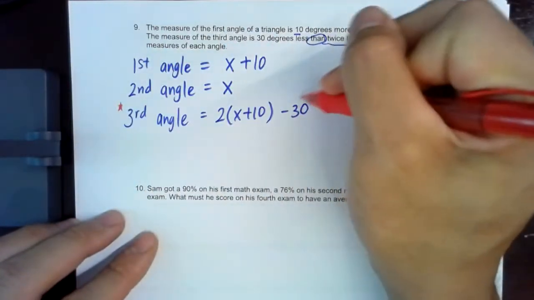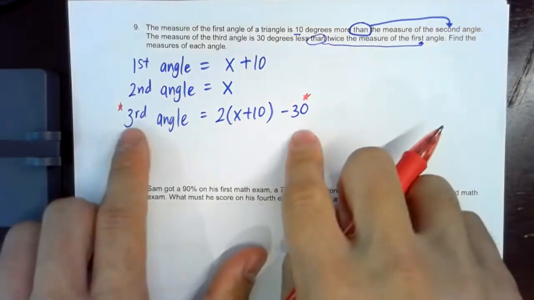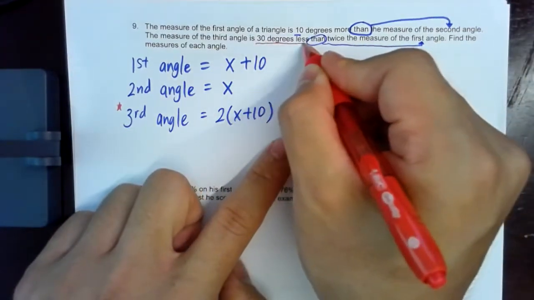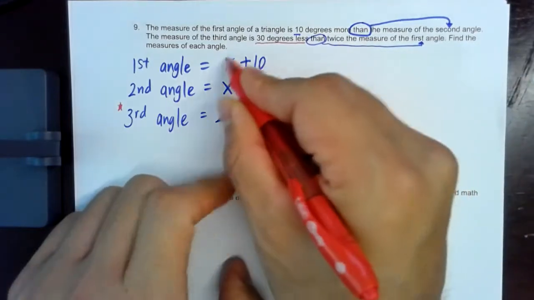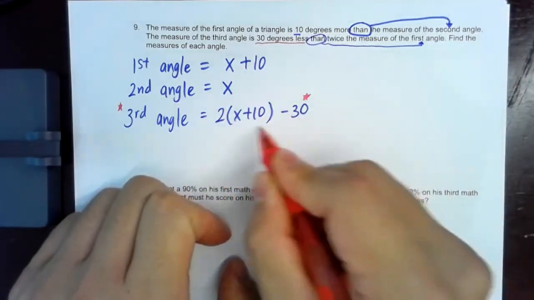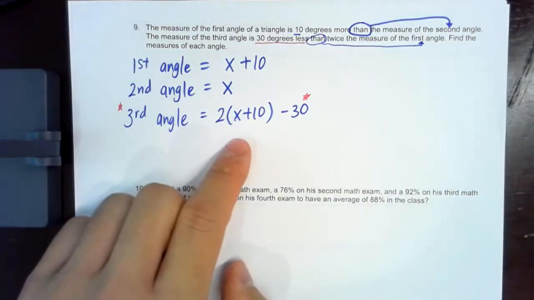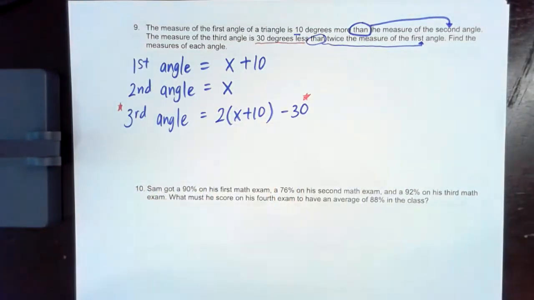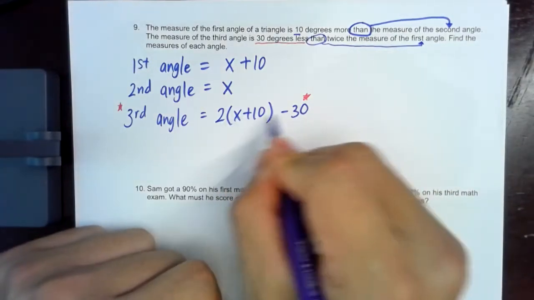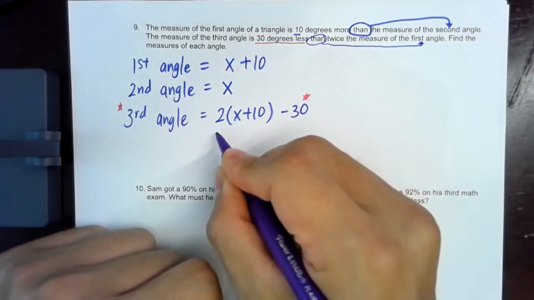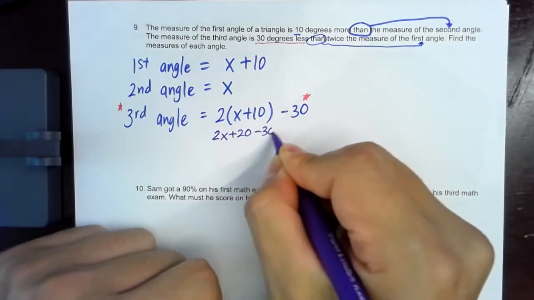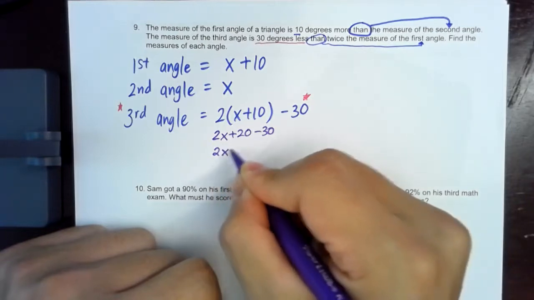So you might want to put a star next to this third angle and make sure that you understand exactly where we got this: 30 degrees less than twice the measure of the first angle. I doubled the first angle, and this is an expression, so you have to put it in groups. And then I took 30 degrees less than that. I'm also going to simplify this because it might be easier. So this is 2x plus 20 minus 30, which essentially is 2x minus 10.